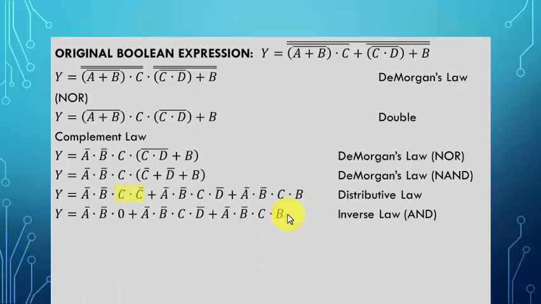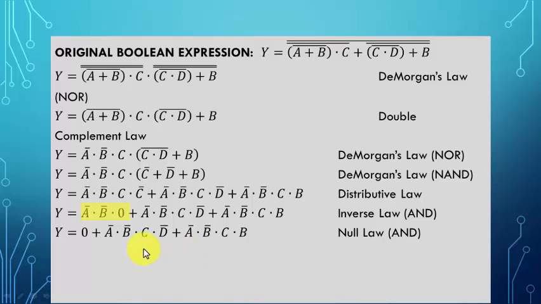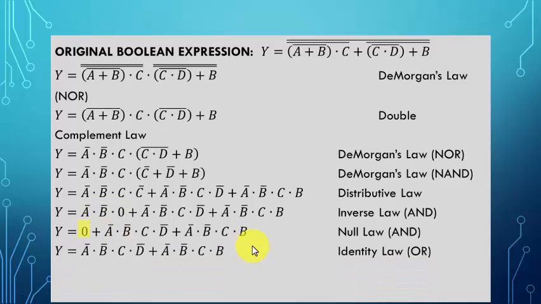Okay. And then continue. You see over here, A and A not. That becomes a 0. Then don't forget 0 and any variable is still 0. Here. And then 0 or anything is anything itself. So that's why this 0 can be gone.